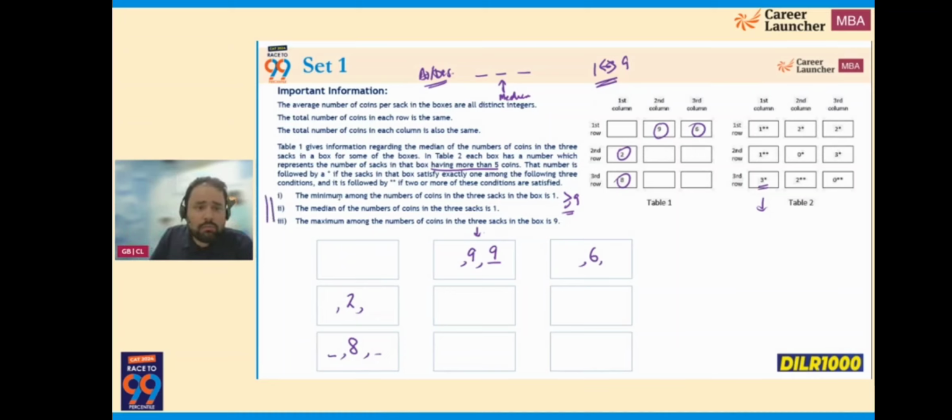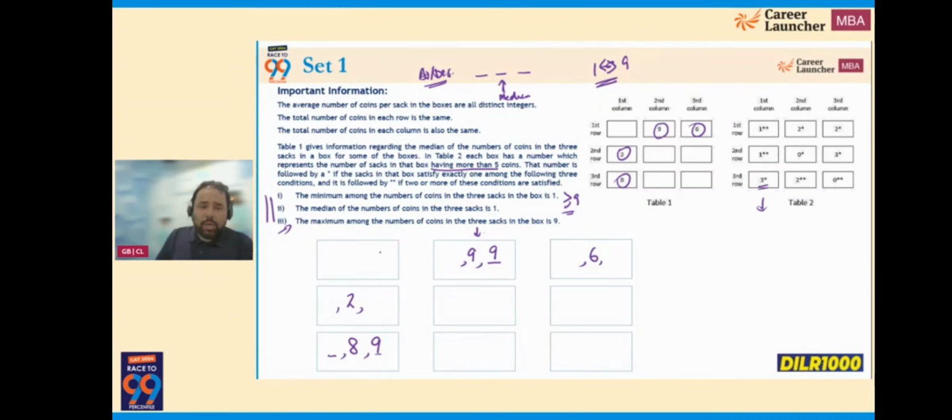The first statement is minimum among the numbers in the three sacks is 1. Not possible. All are greater than 5. Minimum can't be 1. Median is 1. नहीं भाई, median तो 8 दिया हुआ है तो वो भी नहीं है. So basically only the third statement has to be true, which is the maximum among the number of coins in the three sacks is 9. Maximum 9 होगा. Clear?